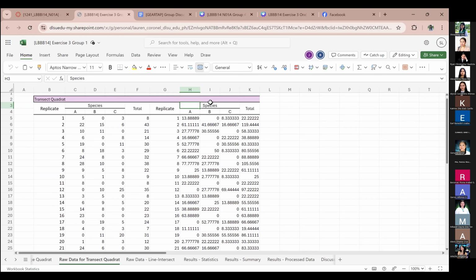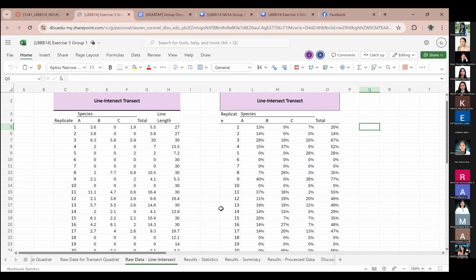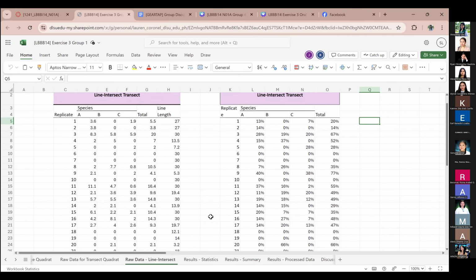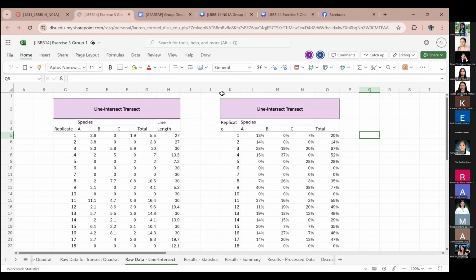Sige po, we'll follow up on our groupmate on that kasi she updated us po na nagawa niya yung subsamples pero I don't think nalagay dito sa sheets. Okay. Can I see the raw data for line intersect transect? Here po. Okay, thank you for that. Sige. We'll now move forward to another group. Thank you.